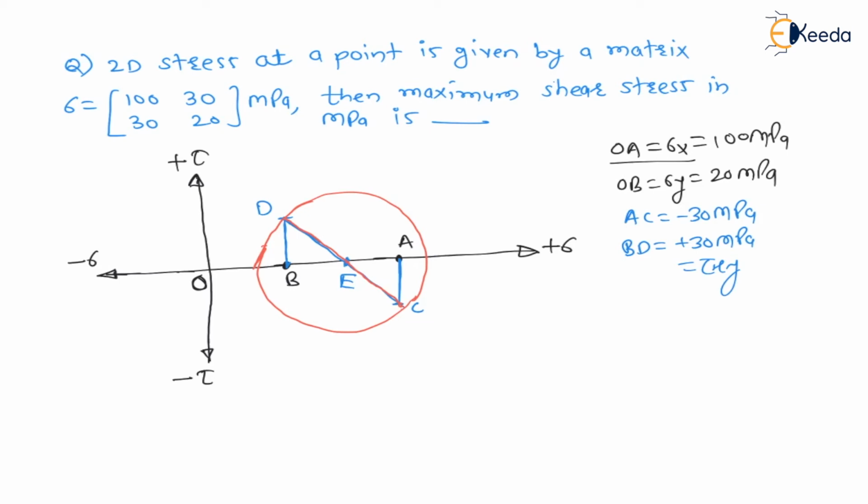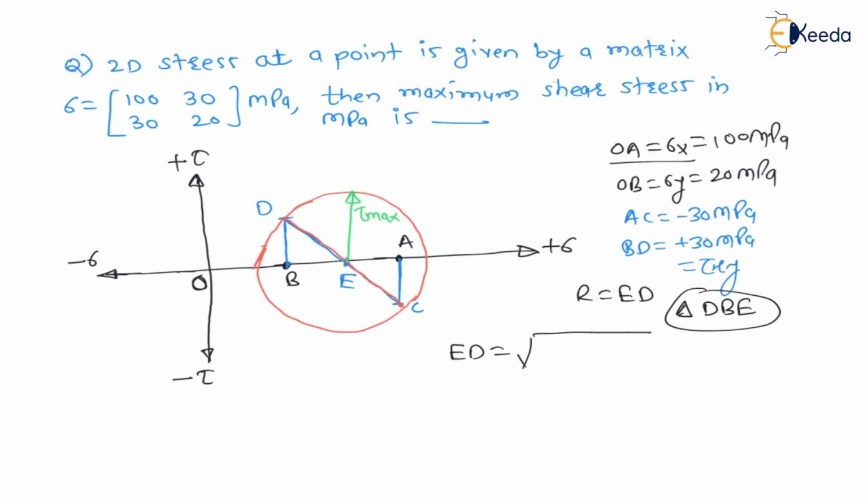See here, the radius of the circle is maximum shear stress. Now, again, the radius of this circle is nothing but E to D. Therefore, we have to find the E to D distance. Look at the triangle: triangle DBE is a right angle triangle, and ED is the hypotenuse. Therefore, ED is equal to under root of BE square plus BD square.